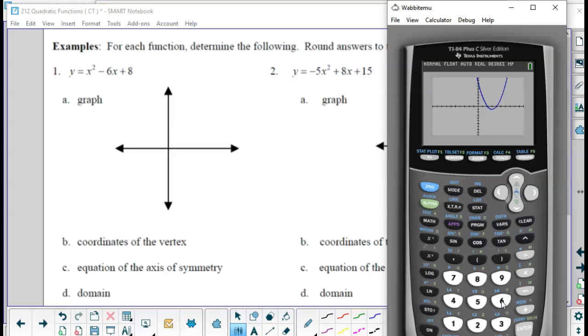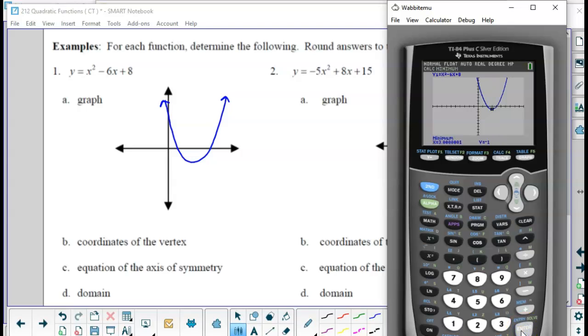Okay, and so we can see x-intercepts, we can see a y-intercept, and it says graph, but we're going to do a sketch of a graph. It's going to look something like that. So there's the graph. We want to then find the coordinates of the vertex. So you go second, trace, minimum, because that's the lowest value. Cursor closer to there, enter, keep going to the right, enter, enter.